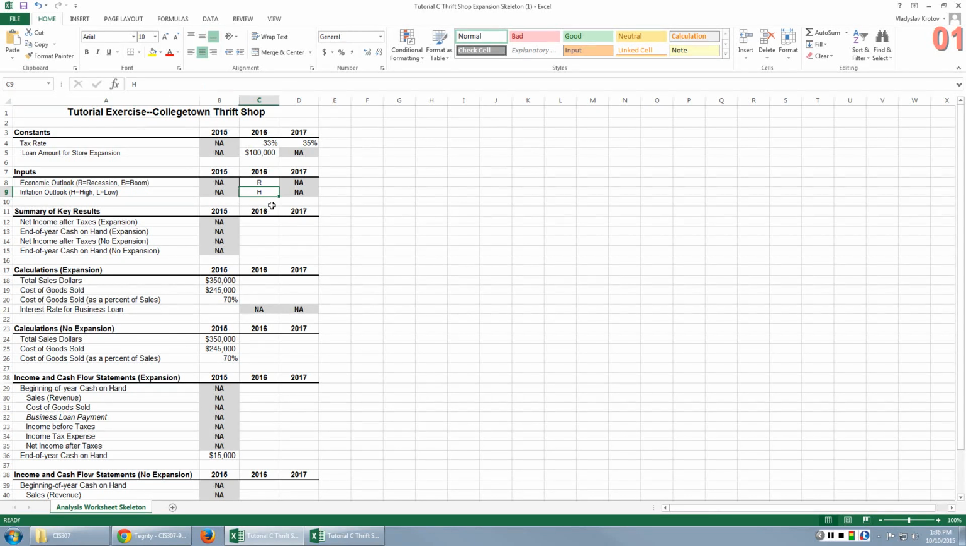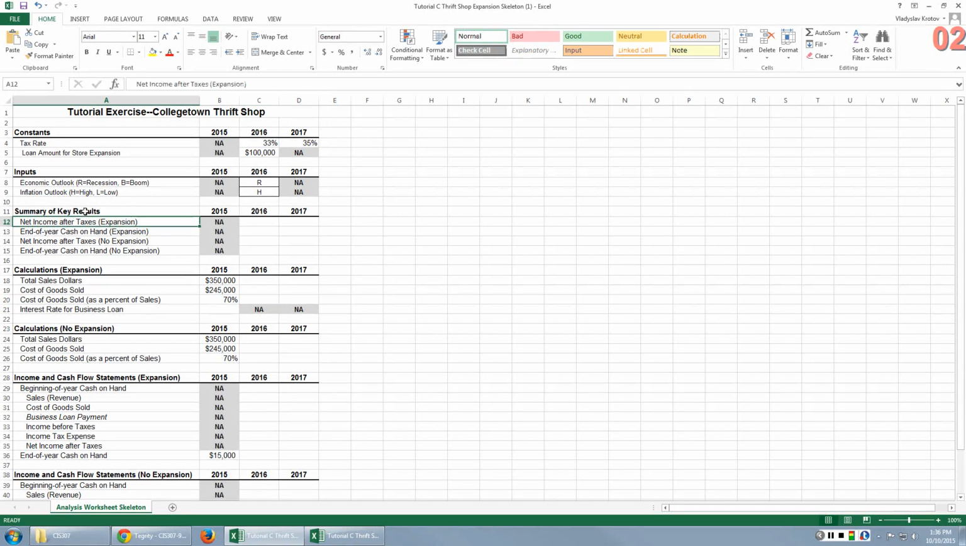Now inflation will have impact on cost of goods sold, because if inflation increases, then your cost of goods sold as a percentage of sales will grow a little bit, and those growth expectations are described in your textbook. So read it, and they even have tables that summarize it for you.